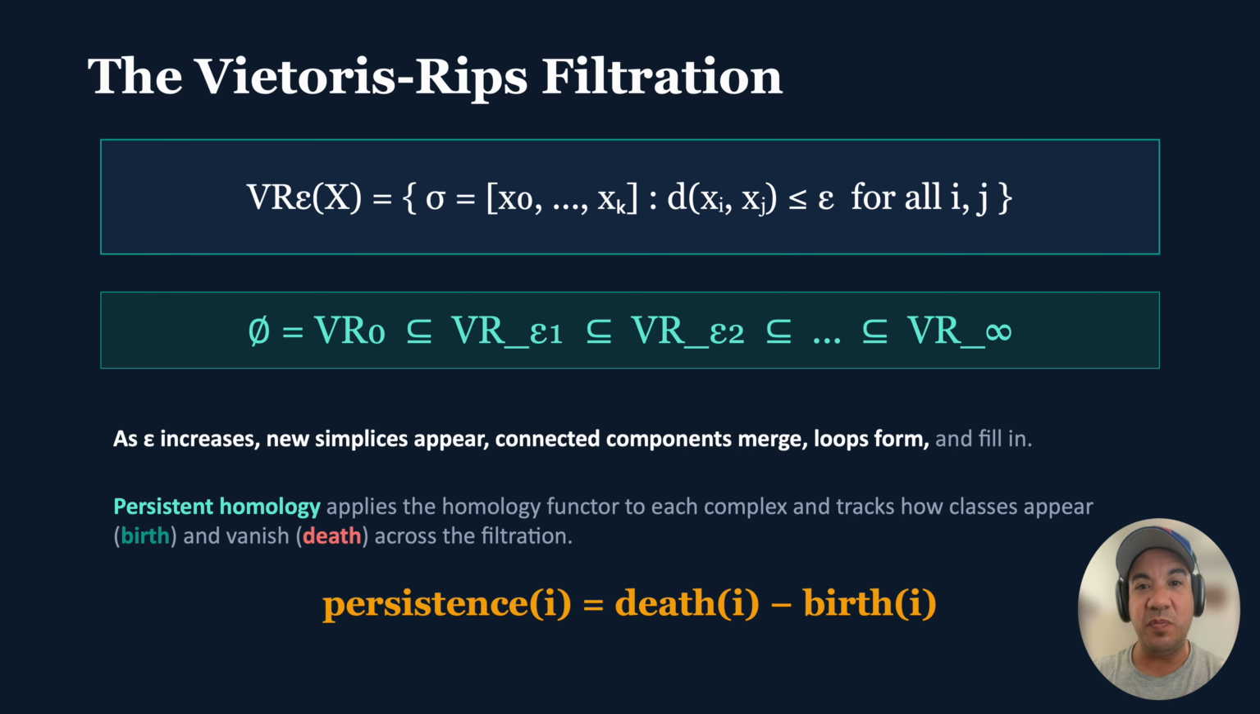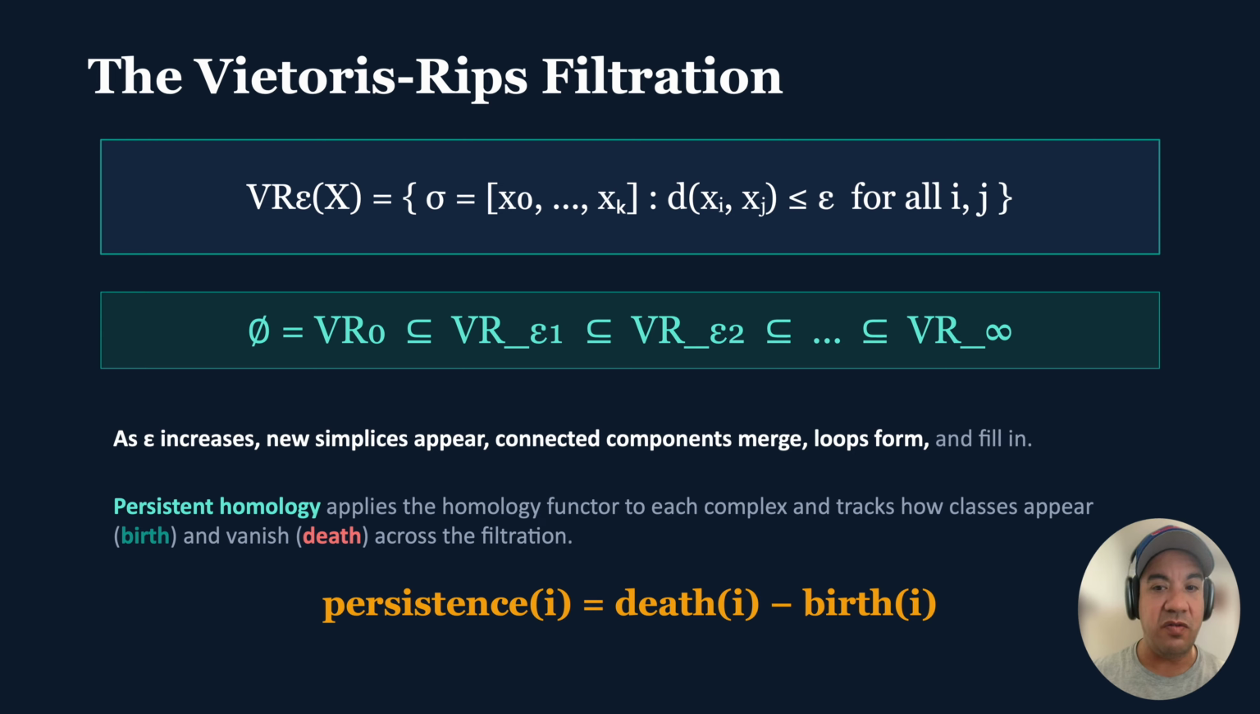Now we connect this to the point cloud data. Given a finite set of points X in R^n with some distance metric d, we build the Vietoris-Rips complex at scale epsilon. VR epsilon of X is the set of all simplices x0 through xk such that the distance between every pair xi, xj is at most epsilon. A simplex is included if and only if all pairwise distances are at most epsilon.